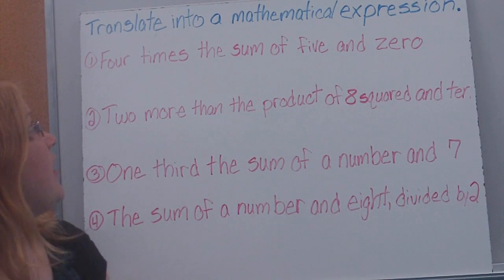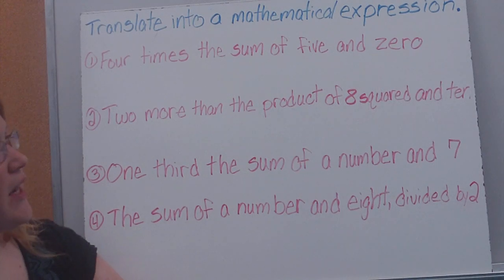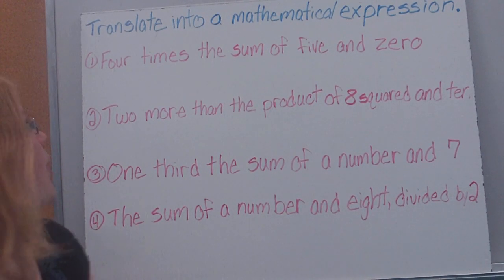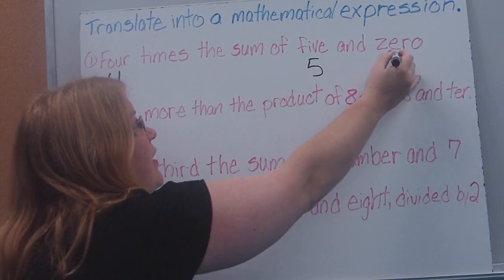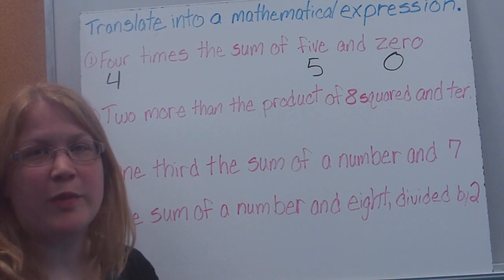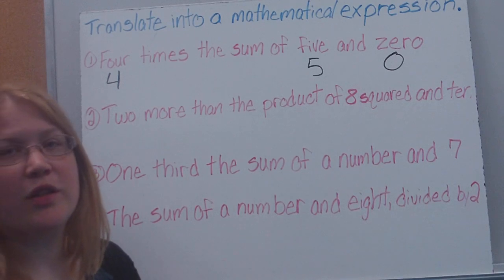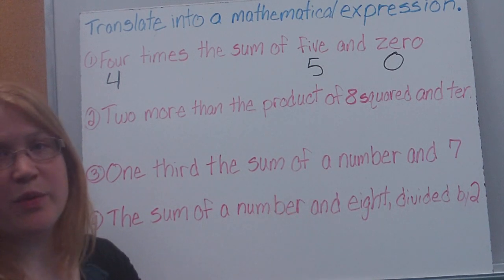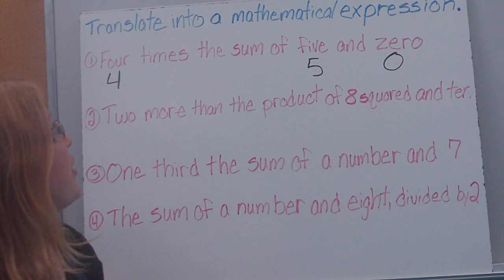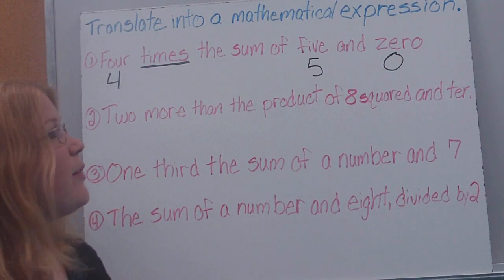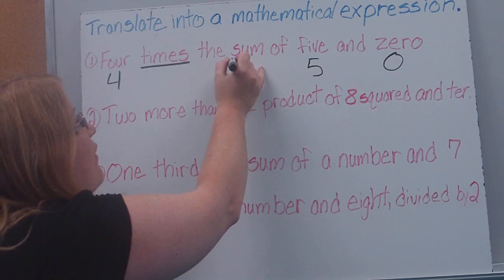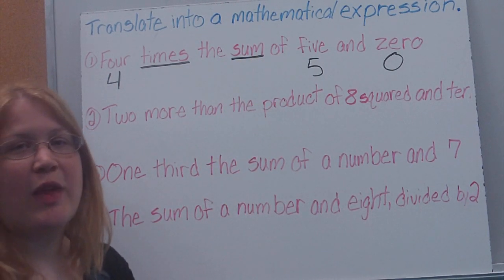So if you look here, the first thing I do, I look at this. I look for the number words. It tells me 4, it tells me 5, and it tells me 0. Those are the numbers I'm going to be using. Then I want to look for some of the keywords that we just talked about that tell me what operations are happening here. Here I have times, so that tells me that I'm multiplying. Over here I have the word sum, so that means I'm adding.